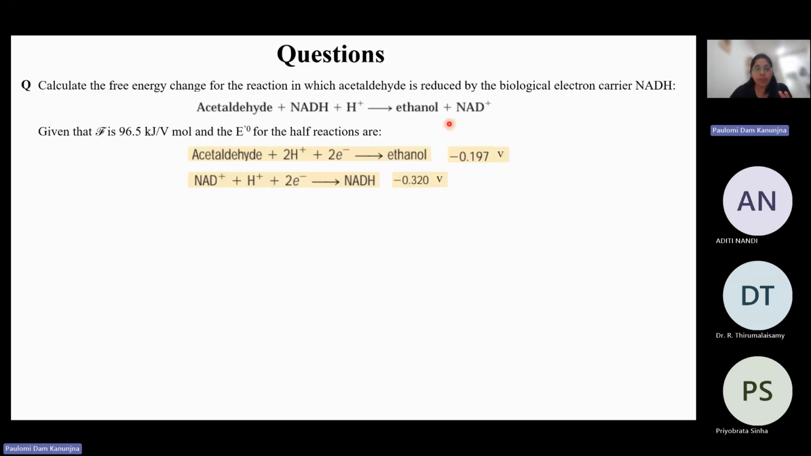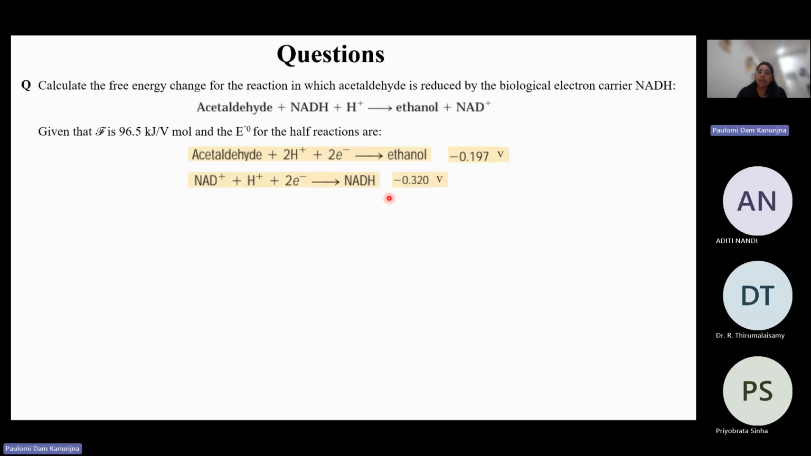So your Faraday constant is given, 96.5 kilojoule per volt, and your E naught for the half reaction. So what is the half reaction here? Acetaldehyde getting reduced to ethanol using 2H, that is one reaction. NAD plus getting reduced to NADH. So both of the half reactions are in reduction form. Of course, one of them in the reaction is getting oxidized.